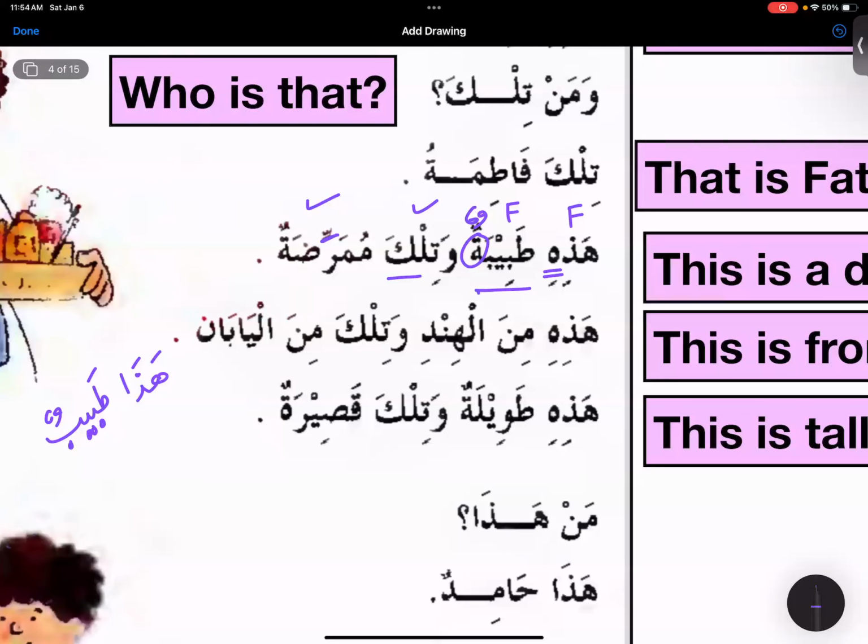So if we are using zalika, we need to drop the ta marbuta over there. It would be mumarridun. Make sense? Yes. Okay, alhamdulillah.